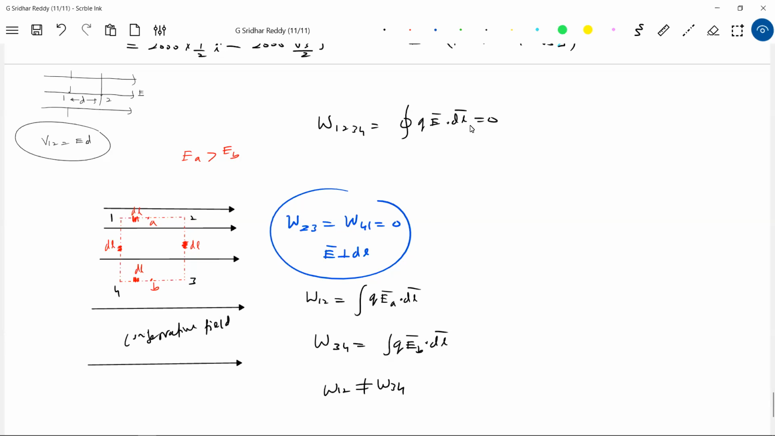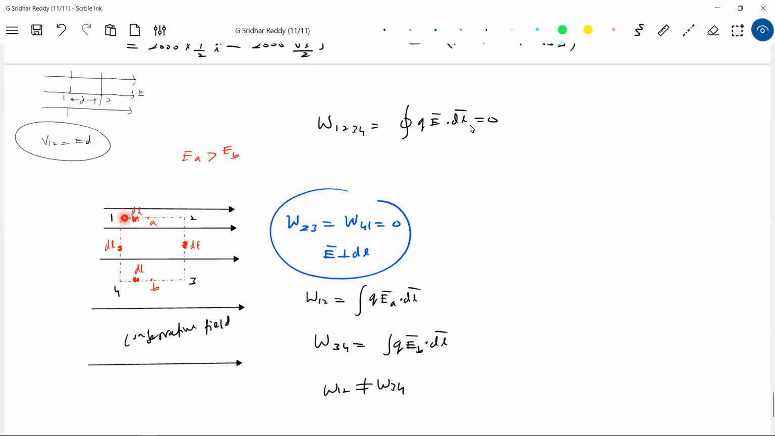If they give any field, the work in a closed path must be 0. If it is not 0, then it's not an electrostatic field. Any reason for that? Because every electrostatic field produced by static charges must be conservative. I'm making some conditions clear. I'm saying this field is produced by static charges. So the work in a closed path must be 0, but I'm getting non-zero.